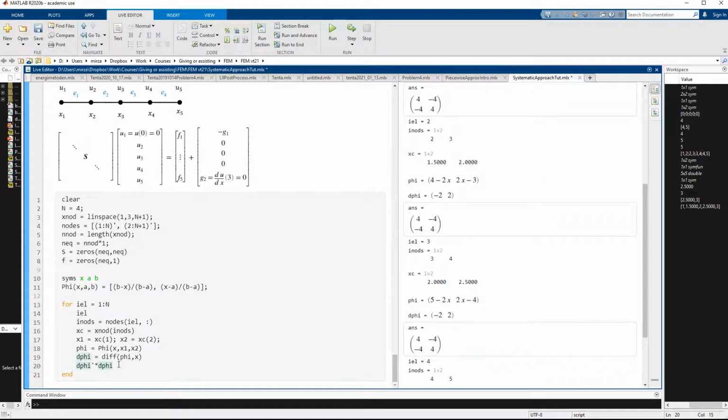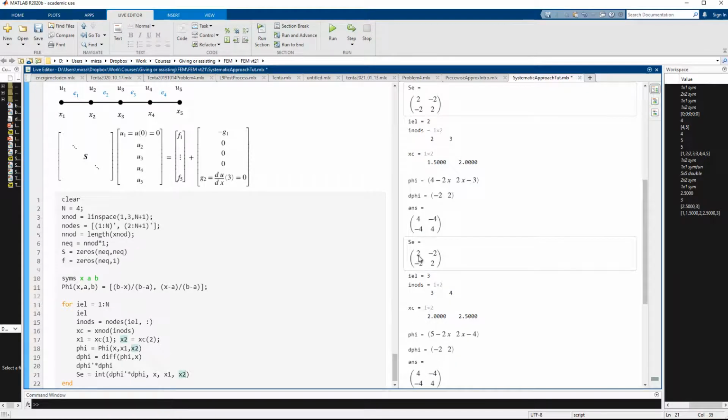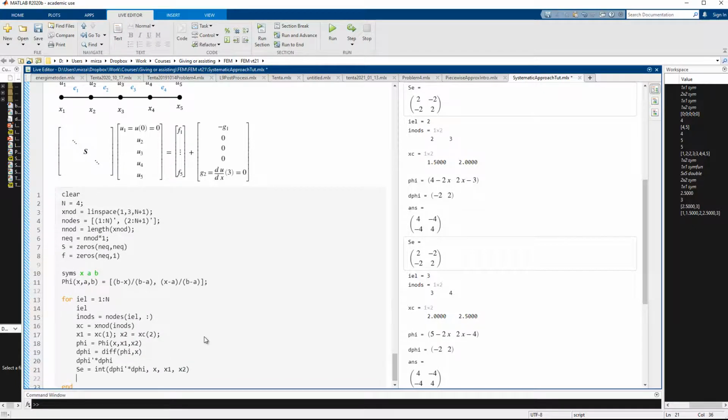All right. So once I have that, I can say that my element stiffness matrix SE is going to be the integral of this stuff here, with respect to x from x1 to x2. And that's this integral. You can work this out by hand if you want. It's not a difficult integral to do. Moving on, we have the element load vector now, which is going to be the integral of phi times 1 if you want, just to make sure that this is what you're doing. It's dependent on x from x1 to x2.